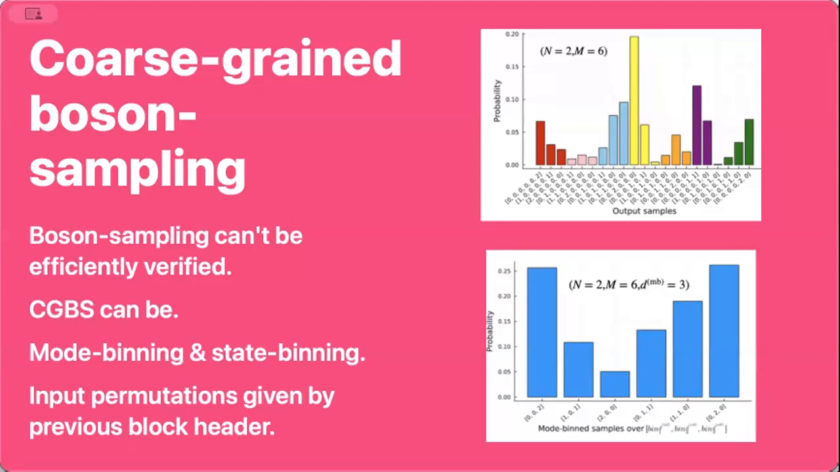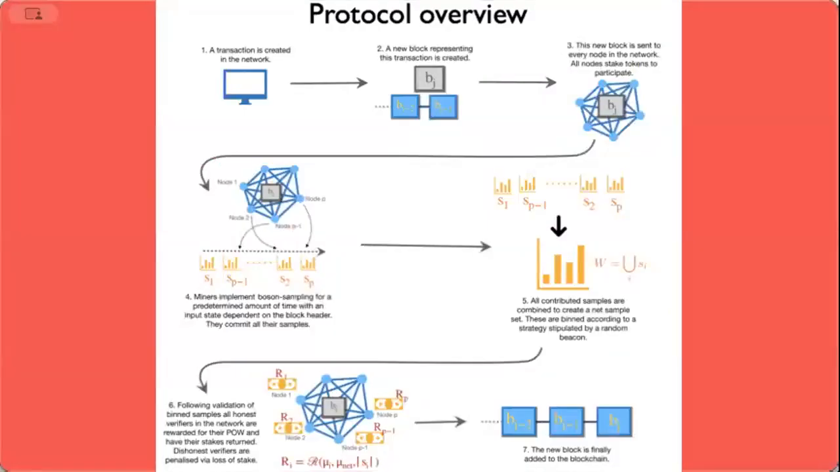And it's this basis of comparing against one another that lets us effectively say yes or no to whether people were honestly participating in the protocol. So what we're going to do to make this work in the protocol, I'll walk through this slide here that shows all the steps that go into how we combine that coarse-grained boson sampling concept into a blockchain type of concept. So starting up at 1, we have a transaction is created by the network.